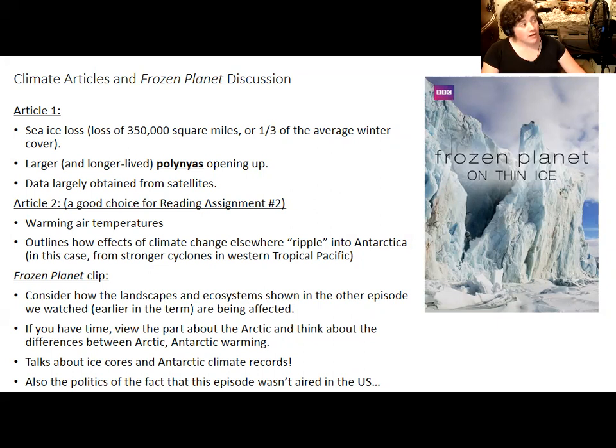Article 2 is a good choice for assignment number 2 if you're looking for ideas or looking for an example of what type of article to use. It's a bit more technical, but they're talking about warming air temperatures and studying how stronger cyclones in the western tropical Pacific are causing more warm air to reach the Antarctic interior. And it's a good example of how far away effects of climate change still affect Antarctica.